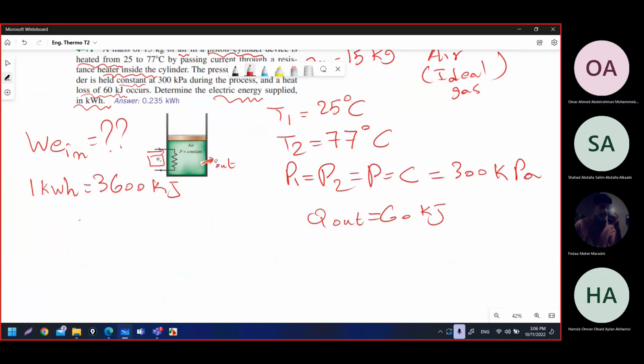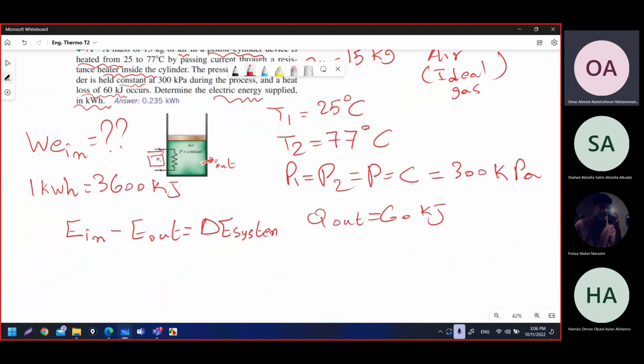This time I have kilojoule only, not kilojoule per kilogram, so I will write the capital letters: E in minus E out is equal to delta E system. Do I have any kinetic energy change or potential energy change? Do I have any elevation or velocities? No. So the potential and kinetic energy changes are 0, and my system is stationary. So I only have delta U.